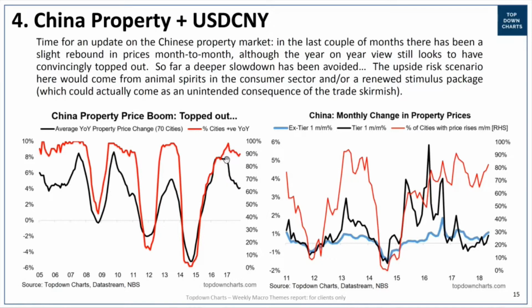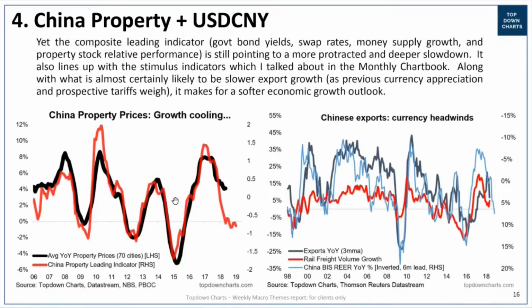But this rolling over is pretty key here, and this is shown in this next chart, showing China property prices growth cooling. The red line is a composite leading indicator for the Chinese property market, and that's looking at things like M1 money supply growth, 10-year government bond yield, interest rate swaps, and also relative performance of property stocks. The bottom line is it captures things that both reflect and fuel the housing market. And so the fact that it is pointing towards a more meaningful slowdown for the China property market towards the end of this year is pretty important.